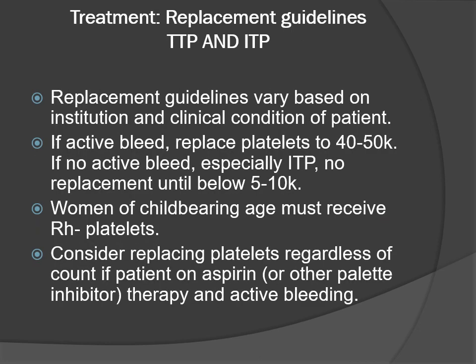So the replacement guidelines are a little bit confusing, and to be quite honest with you, it's really based on the clinical status of the patient, right? I'm going to go over the specifics here, what's recommended, but again, I'm going to emphasize that it's based on how the patient is doing. So for patients with TTP and ITP, if they're having an active bleed, typically get the platelets to 40 to 50,000. If there's no bleeding, especially with ITP, don't replace until it's 5 to 10,000.